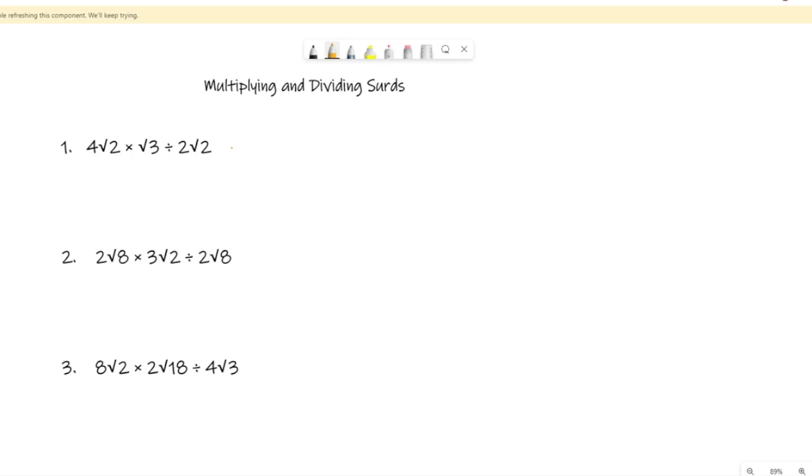Let's do some last type of example. These are mixed problems with multiplication and division. Okay, so first we will solve multiplication, this much part of it. 4, here we have nothing, so if there's nothing, consider it's 1. 4 times 1 will be 4. Root 2 times root 3 will look something like this. Root 2 times 3, so 2 times 3 is actually 6. Divide by 2 root 2. Now, it's just division. So 4 divided by 2 will be 2. And under the root, you will have 6 divided by 2, which is 3. And 3 is actually a prime number. You cannot factorize it anymore.